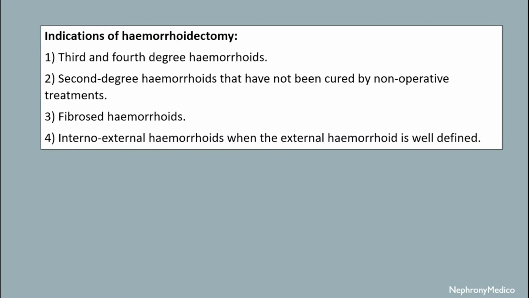Indications of haemorrhoidectomy: third and fourth degree hemorrhoids, second degree hemorrhoids that have not been cured by non-operative treatments, fibrosed hemorrhoids, and internal external hemorrhoids when the external hemorrhoid is well defined.